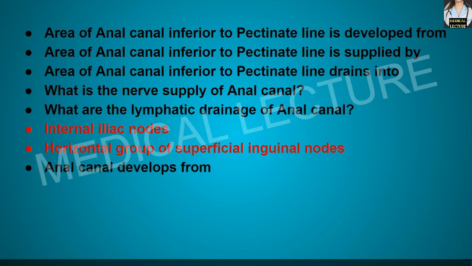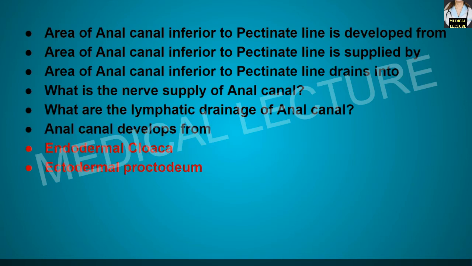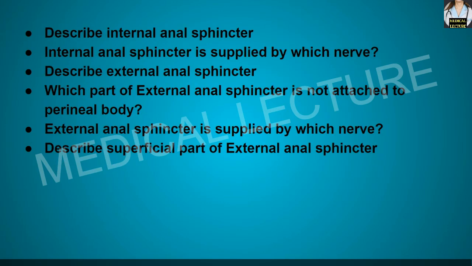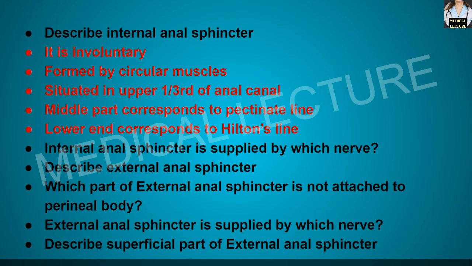The anal canal develops from the endodermal cloaca and the ectodermal proctodeum. Describe the internal anal sphincter. So it is involuntary and is formed by circular muscles. It is situated in the upper 1/3 of the anal canal. The middle part of it corresponds to the pectinate line. The lower end of it actually corresponds to the Hilton's line.